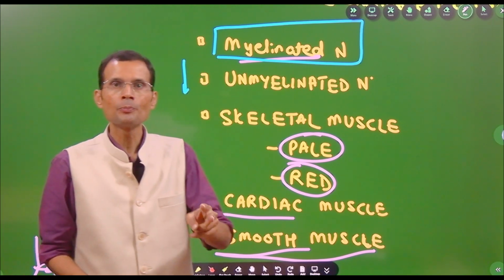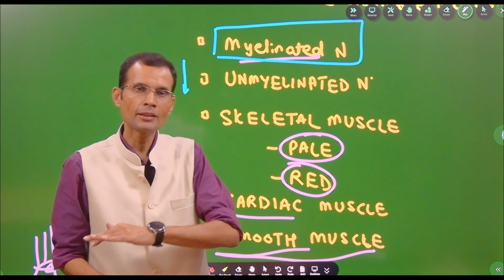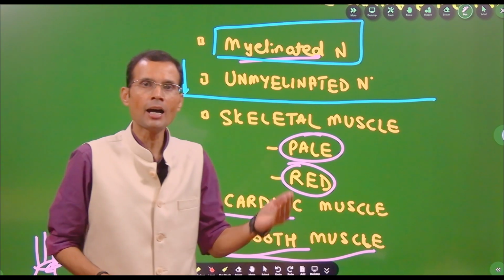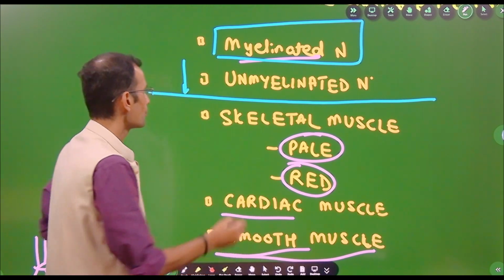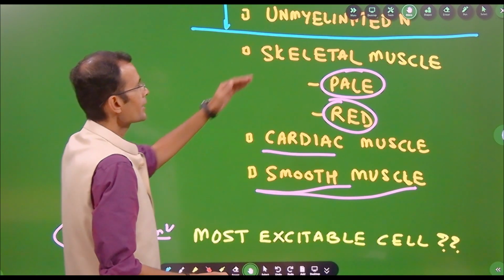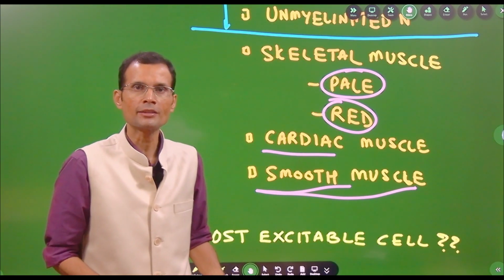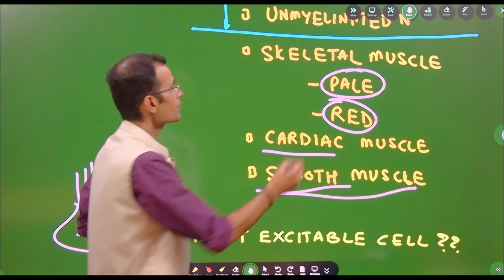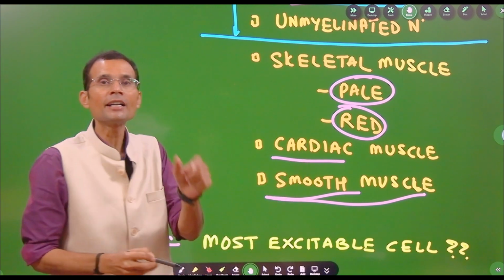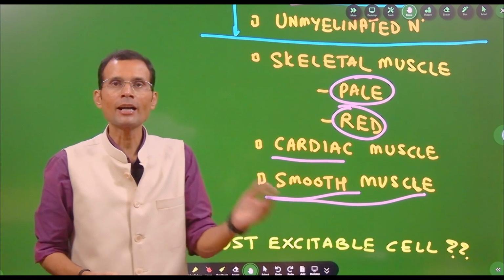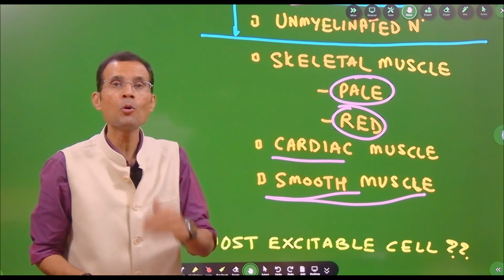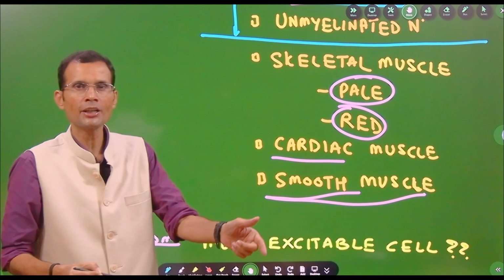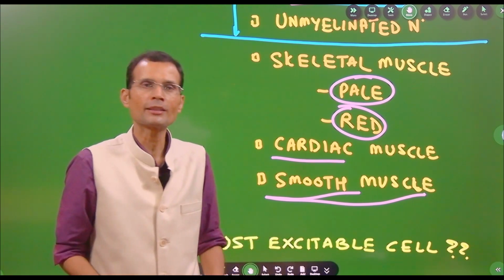So if we compare the two, myelinated will be more excitable than the unmyelinated nerve. And then the muscle tissue. So generally speaking, nerves are more excitable than the muscle tissue. Talking about the muscle, skeletal muscle has little shorter chronaxie, which means it is more excitable. And then the cardiac and then the smooth. In skeletal muscle, pale fibers are more excitable. Fast glycolytic fibers or fast twitch fibers are more excitable. They have shorter chronaxies compared to the red fibers, the slow oxidative fibers. They take little longer to excite.